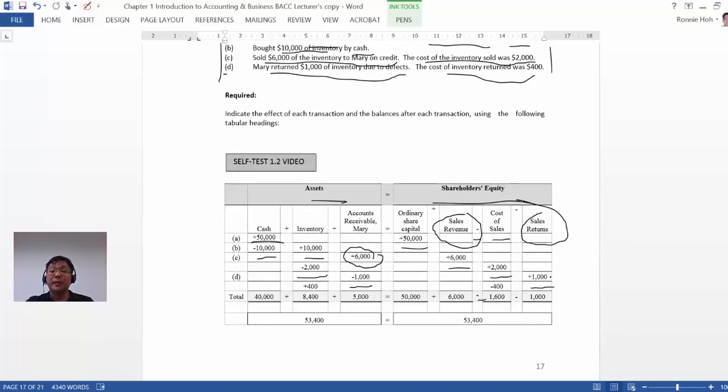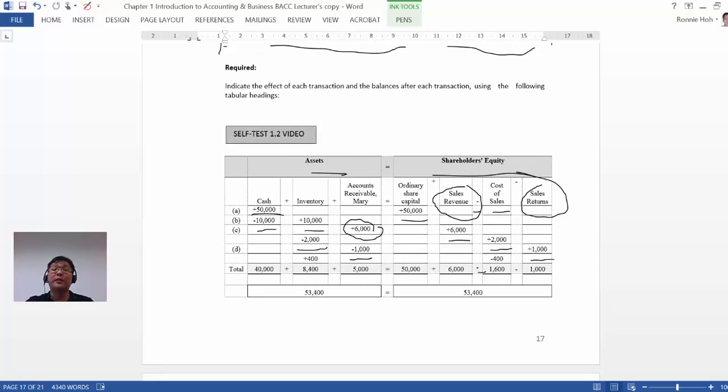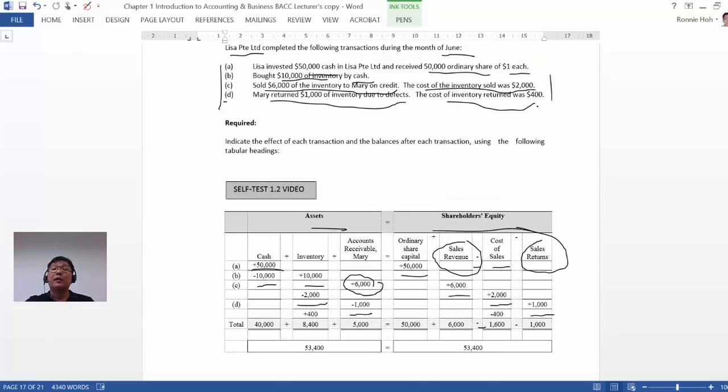Sorry, that's for the sales, and we have not recorded the cost of sales yet. Now, the cost of sales or cost of inventory that relates to this $1,000 is actually $400. Okay, because remember we bought low, we sell high. So similarly, when they return, we got to adjust both our sales part and our cost of sales portion.